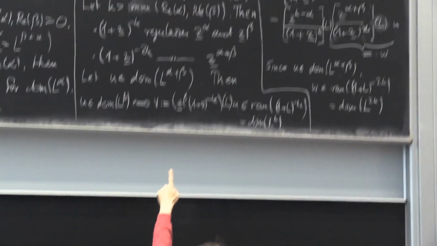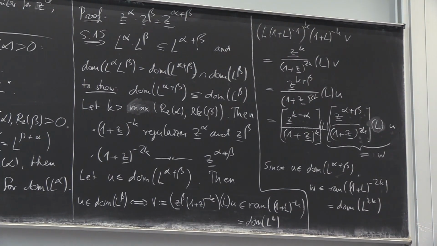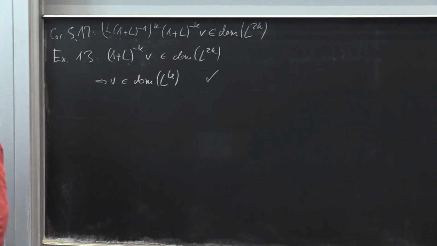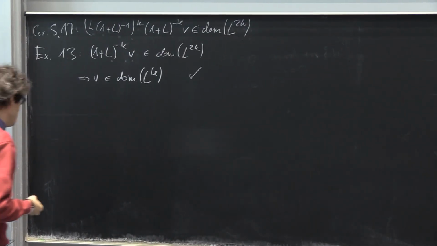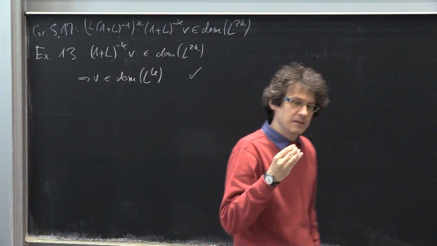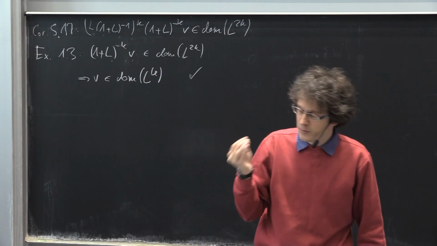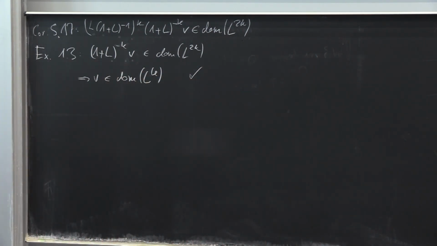So we had to prove U is in the domain of L to the beta if and only if V is in the domain of L to the k. So this is what we wanted. Now you see there's some work to do to get the domains right, but we really have a formula for the powers for all positive real parts.